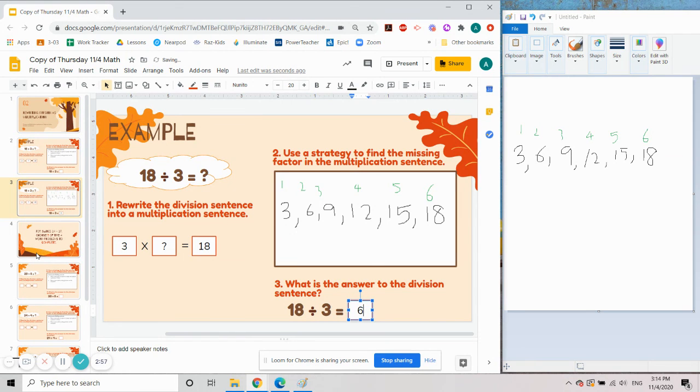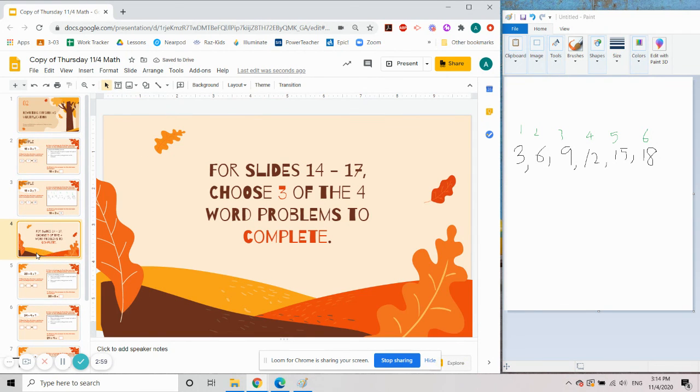You have a total of 4 problems that you can solve independently, but among those 4, you are choosing 3 that you would like to work on.